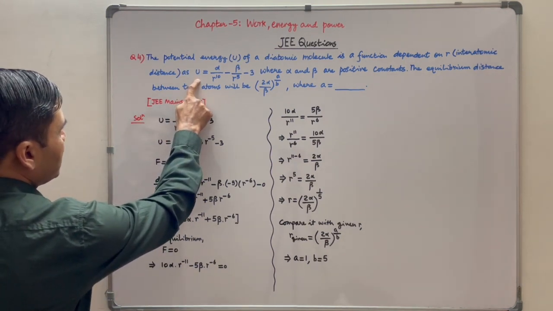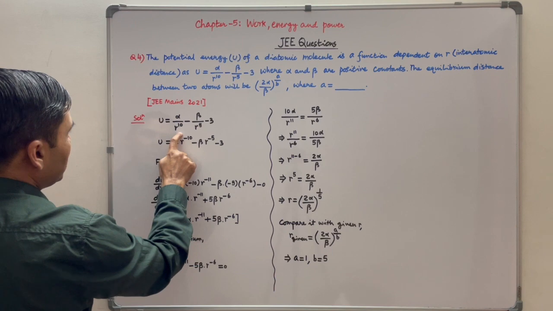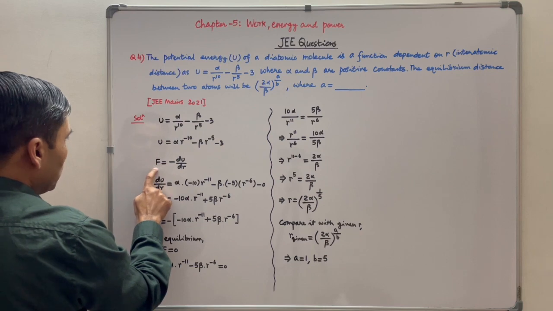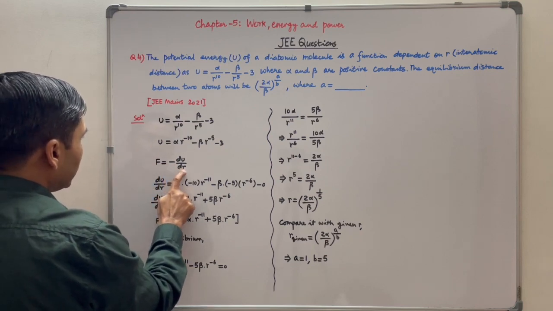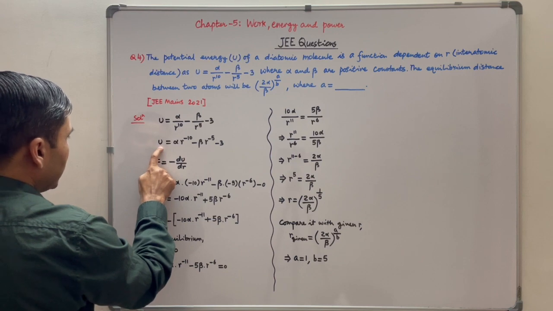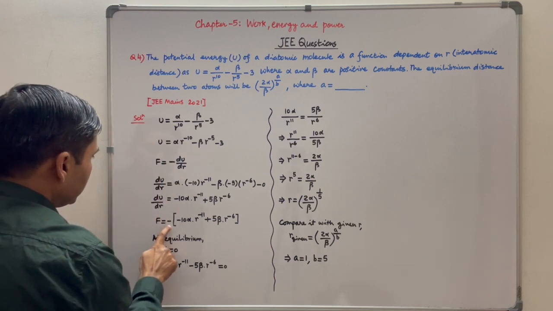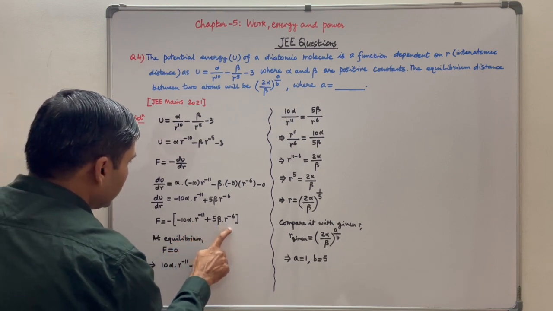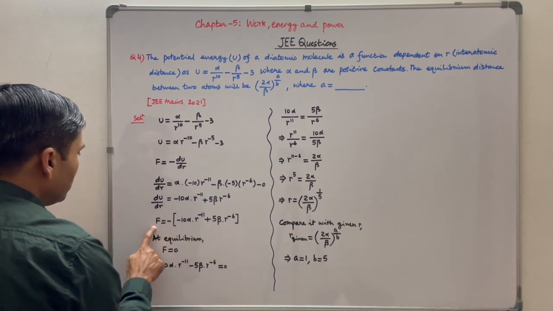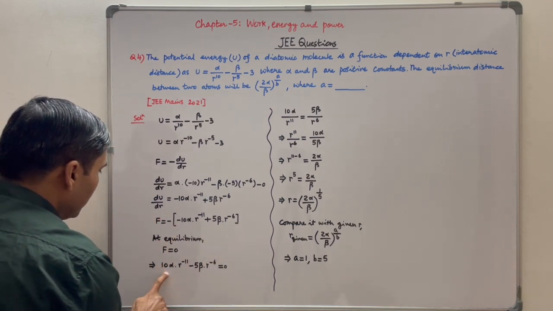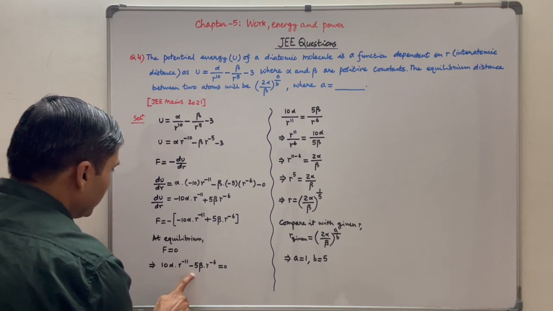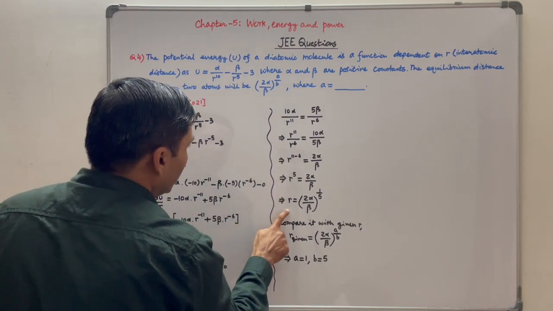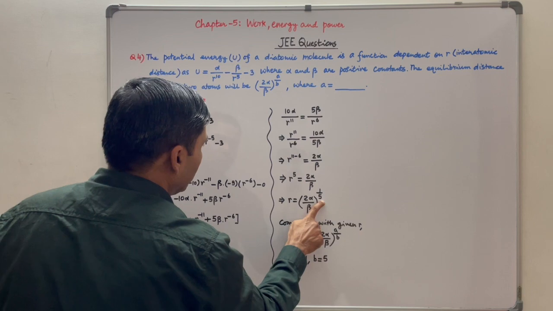The potential energy function is given as U is equal to alpha by r to the power 10 minus beta by r to the power 5 minus 3. The conservative force is equal to minus dU by dr. We can find out dU by dr from here. So F is equal to minus 10 alpha into r to the power minus 11 plus 5 beta into r to the power minus 6. At equilibrium, this force must be equal to 0. That means 10 alpha into r to the power minus 11 minus 5 beta into r to the power minus 6 is equal to 0. On simplification, this gives r is equal to (2 alpha by beta) to the power 1 by 5.